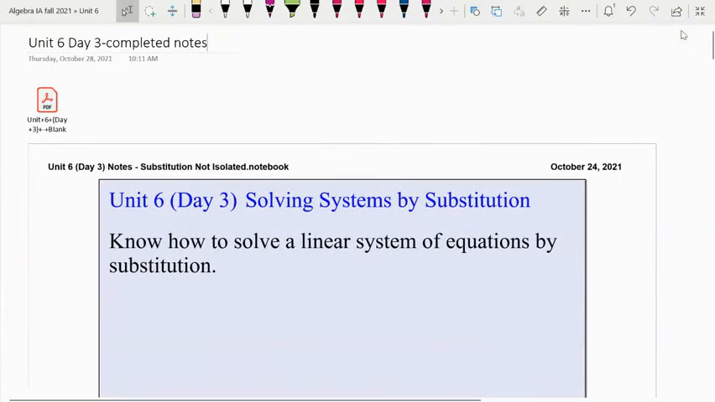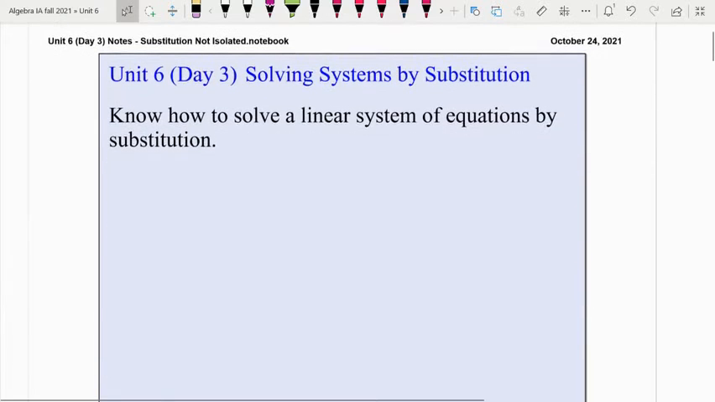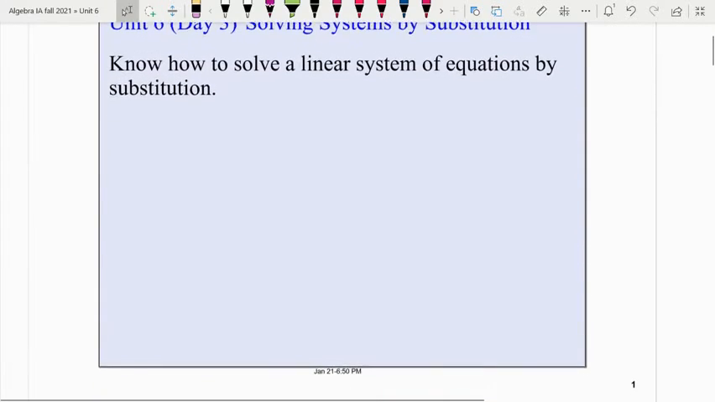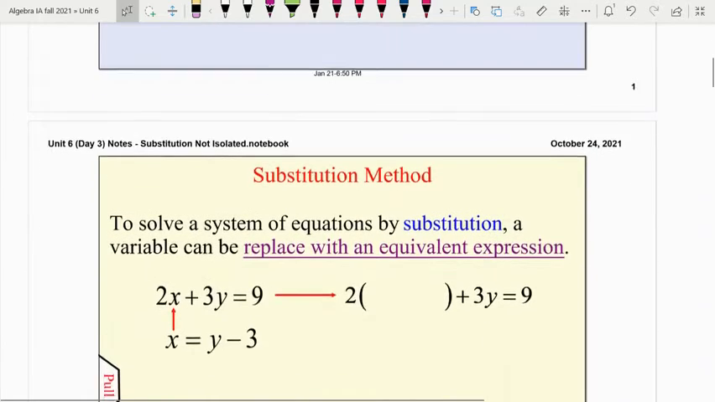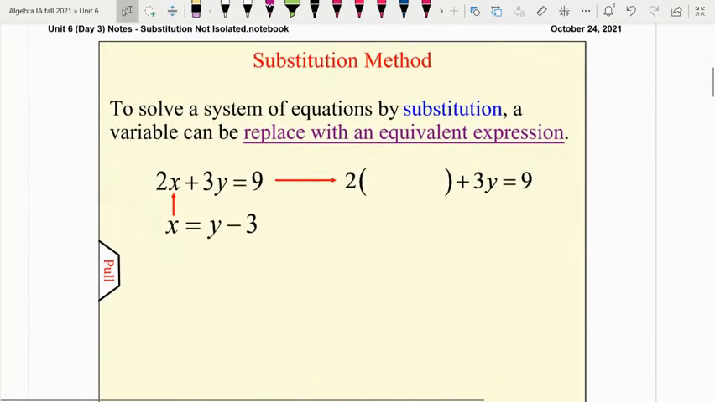Hello, and these are the notes for Unit 6, Day 3, Solving Systems by Substitution. So we're going to solve a system of equations by substitution. Substitution method. To solve a system of equations by substitution, a variable can be replaced with an equivalent expression.